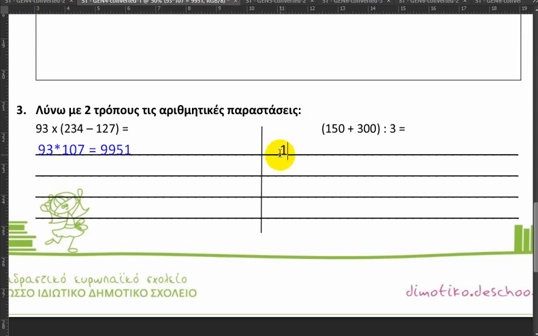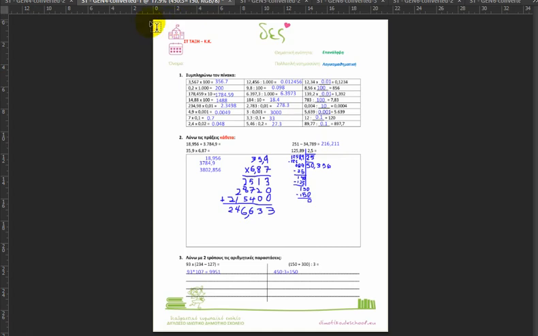Next we have 150 plus 300 divided by 3. 150 plus 300 makes 450 divided by 3 is equal to 100. That's our result. So that's the end of this worksheet. Pause the video if you have to. Moving on.